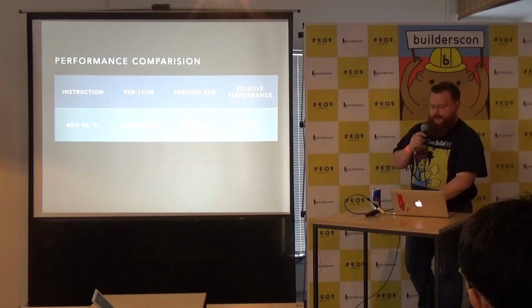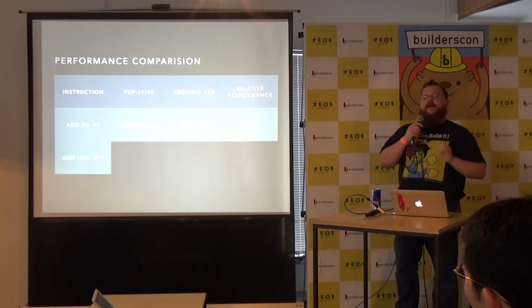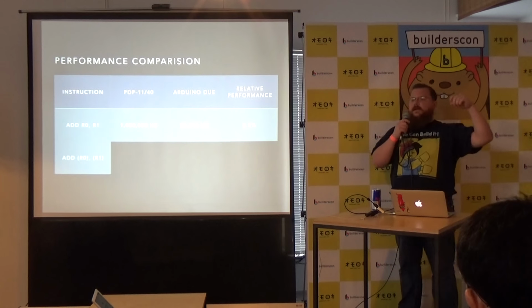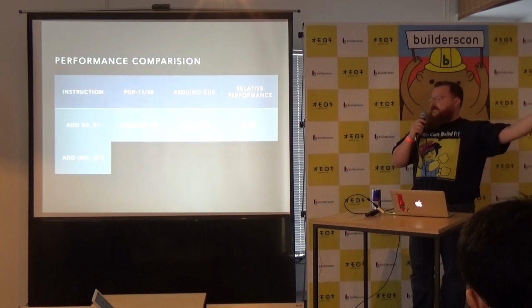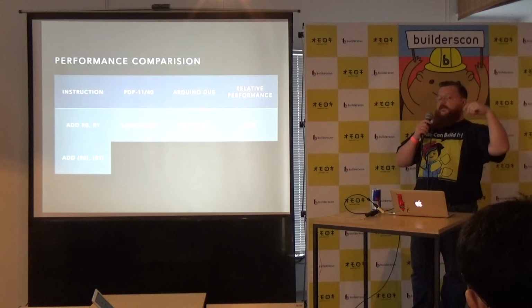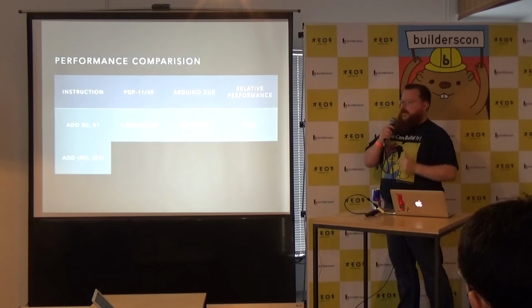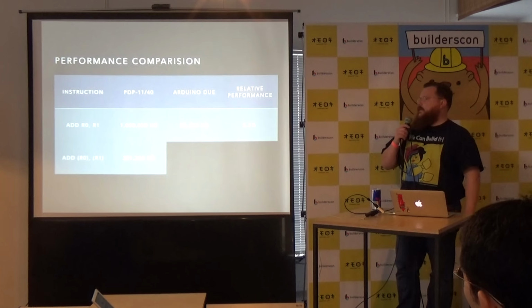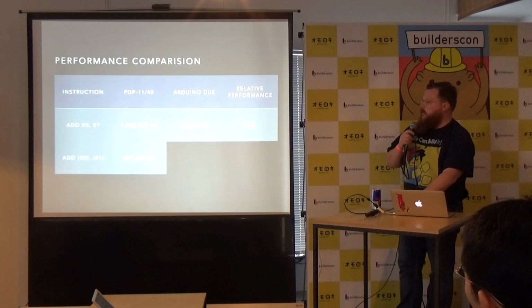But if we take a more complicated instruction, like this one, which is add the value at the address stored in register 0 with the value at the address stored in register 1 and put it back in register 1, we have to do 3 memory reads and 1 write. So the PDP slows down to about 300,000 hertz.